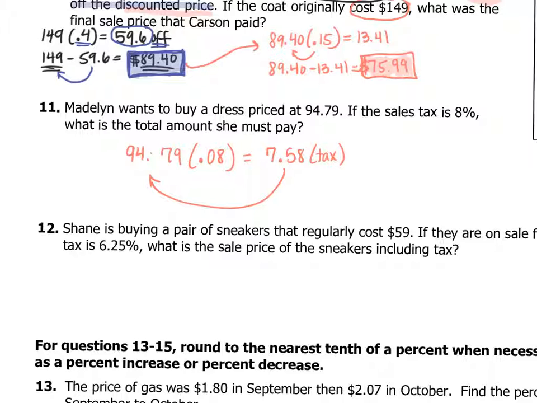94.79 is going to give us $102.28. Actually, wait, I pressed the button wrong. I did it again on my calculator. It's $102.37. There we go. I didn't put that 9 in there. All right, so that's the final price that Madeline's going to pay with tax.